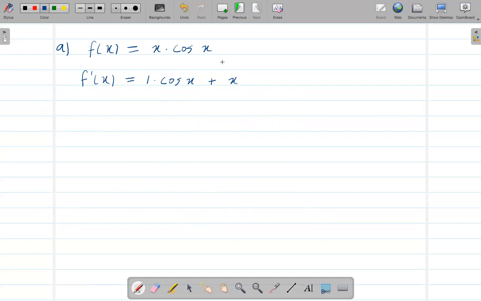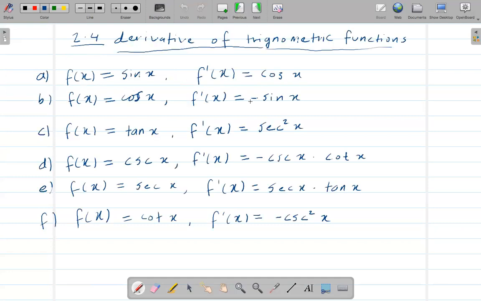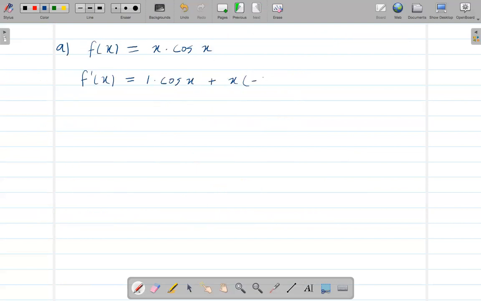The derivative of cosine is negative sine. So when I take the derivative of cosine, it's negative sine. Then after this, cosine x, and I can bring this minus here: minus x times sine x. That's it.